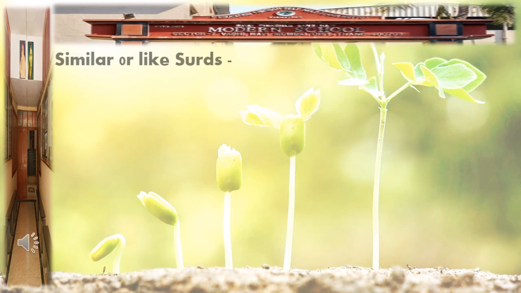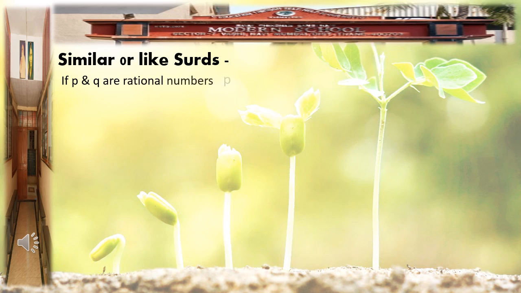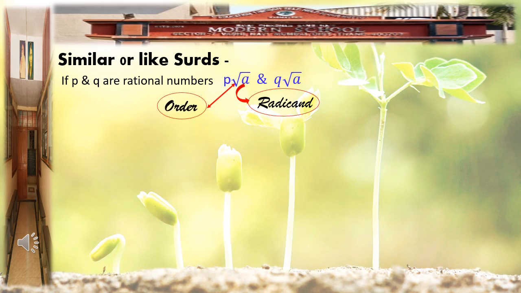Similar or like surds. Similar or like surds are those which have the same radicands. If P and Q are rational numbers, then in P root A, A is a radicand and this is square root which has order 2. For example, in 2 root 3, 4 upon 5 root 3 and minus 4 root 3, radicands are same. So, these are similar or like surds.